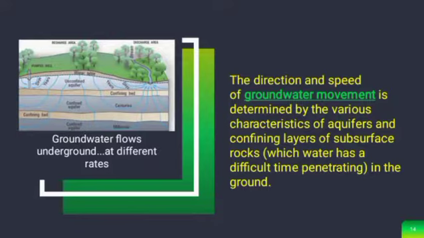So I have here a figure: groundwater flows underground at different rates. Some of the precipitation that falls onto the land infiltrates into the ground to become groundwater. So dun pa lang sa mga naunang slides sa lesson 4, there is also an involvement of precipitation that falls onto the land, infiltrating into the ground to become groundwater.